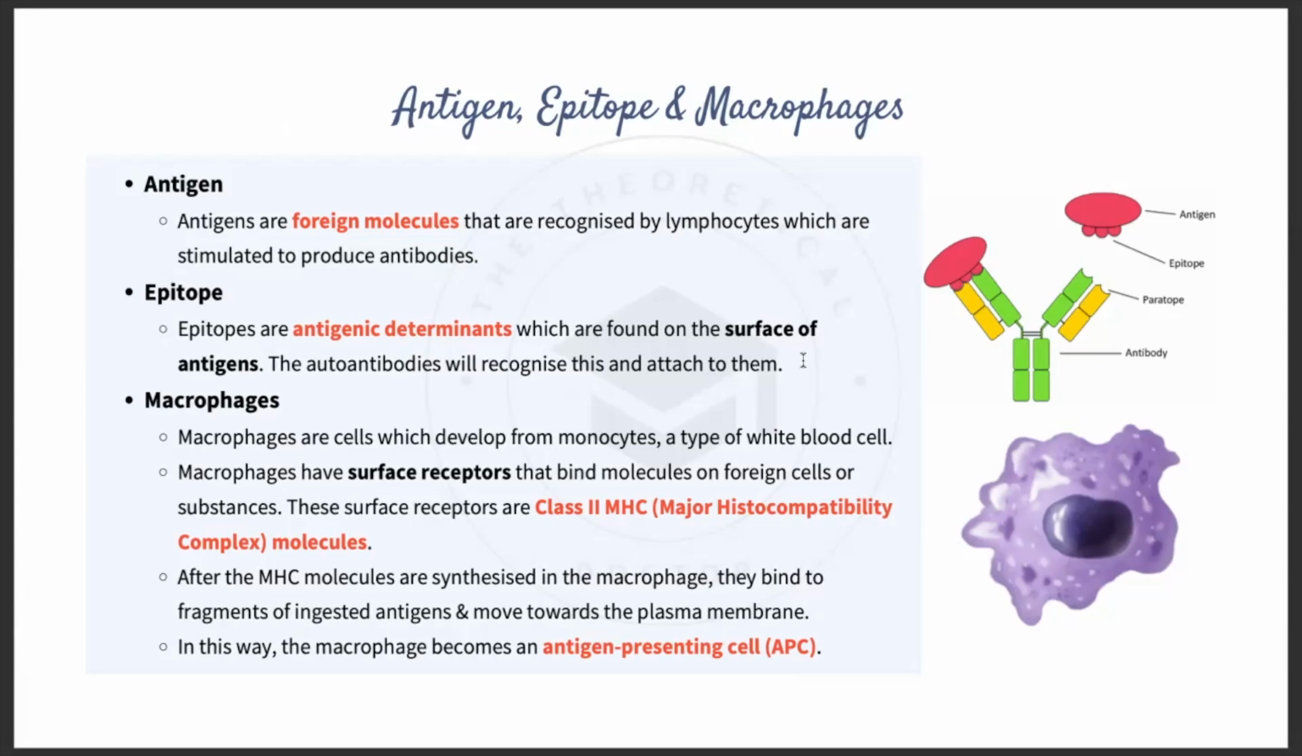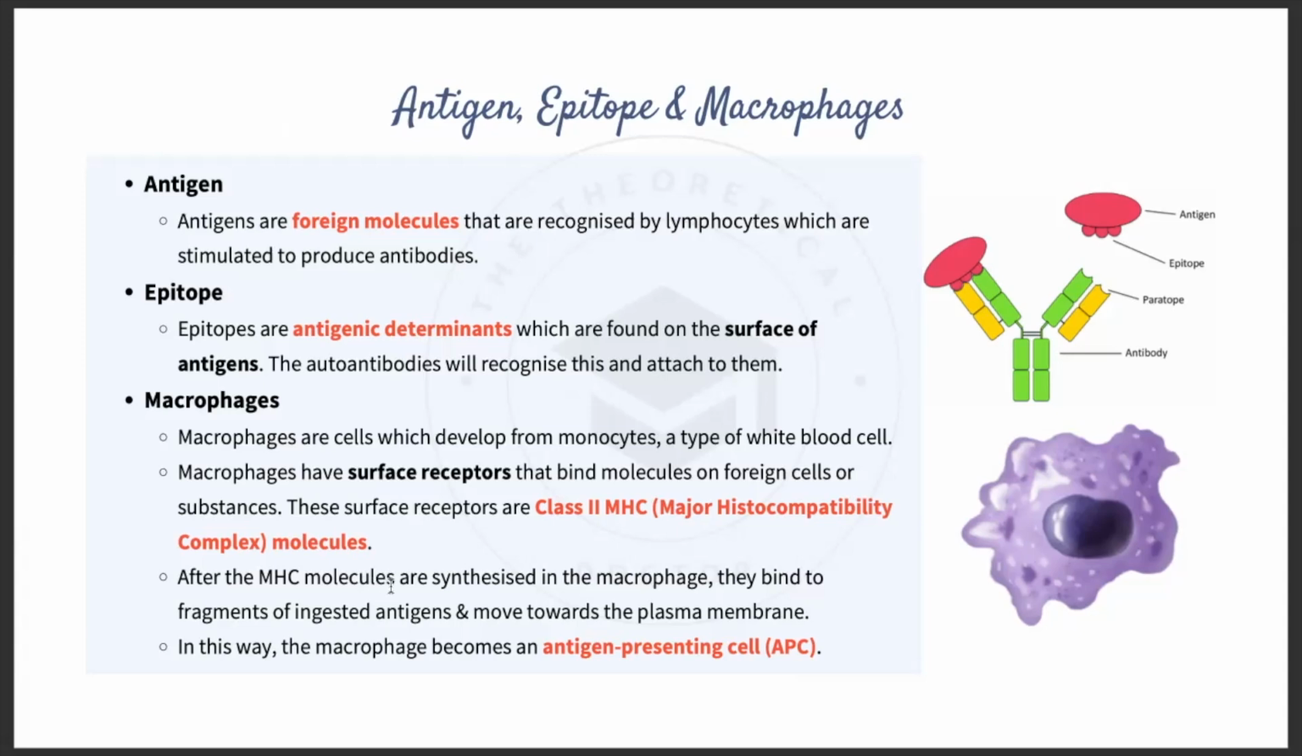Macrophages, this one. Macrophages are cells which develop from monocytes. Monocytes are a type of white blood cell. Macrophages have surface receptors that bind molecules on foreign cells or substances. These surface receptors are class 2 MHC. MHC stands for major histocompatibility complex molecules.